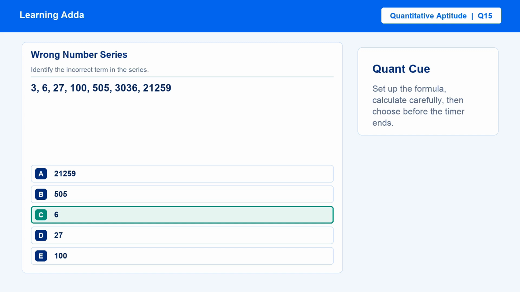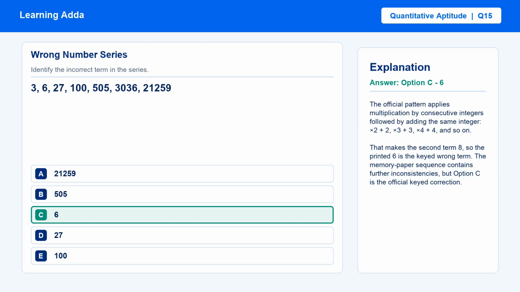The answer is option C, 6. The official pattern applies multiplication by consecutive integers followed by adding the same integer: multiplied by 2 plus 2, multiplied by 3 plus 3, multiplied by 4 plus 4, and so on. That makes the second term 8, so the printed 6 is the keyed wrong term. The memory paper sequence contains further inconsistencies, but option C is the official keyed correction.